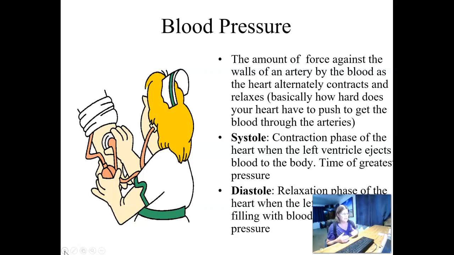The diastolic phase is the relaxation phase. So diastole is the relaxation phase of the heart, and that's when the ventricles are filling with blood. The left ventricle is filling so it can pump to the body, and the right side of the heart is filling so it can pump blood to the lungs. This is the time of least pressure. So when we check blood pressure, there are two values we're looking for: a systolic blood pressure and a diastolic blood pressure.